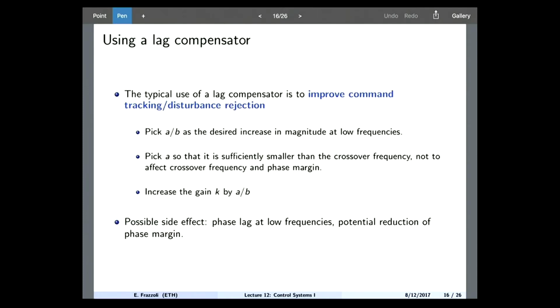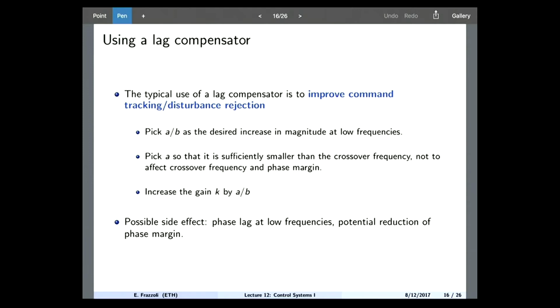But anyway, since you're using this to increase the low frequency gain, then just say, I want to increase my low frequency gain by a factor of 20. Then I will just say that the ratio of A over B must be at least 20. Okay, so this is the boost that I want at low frequencies.